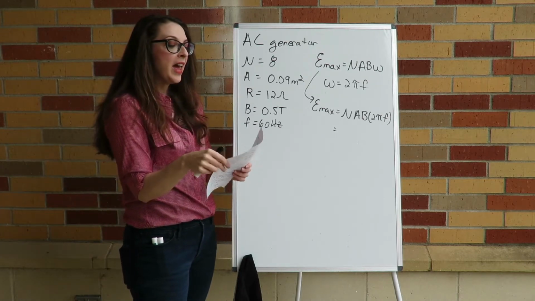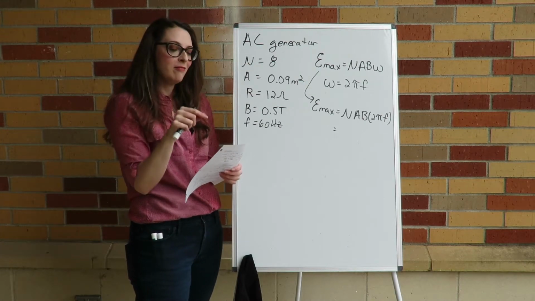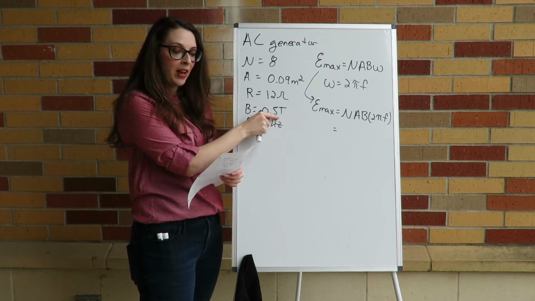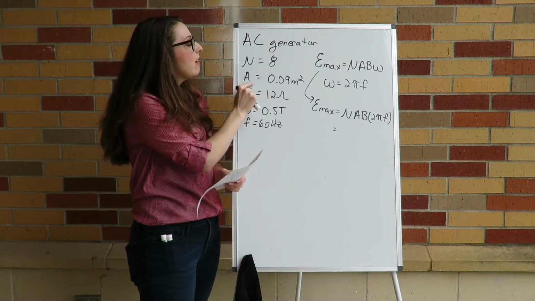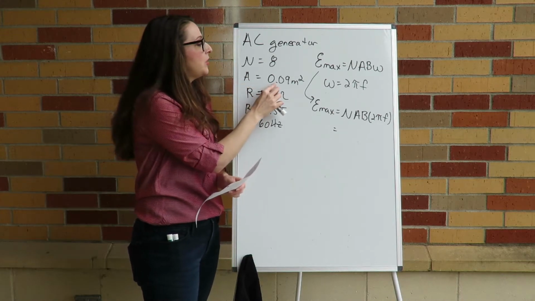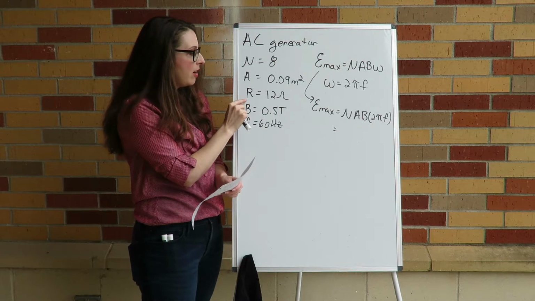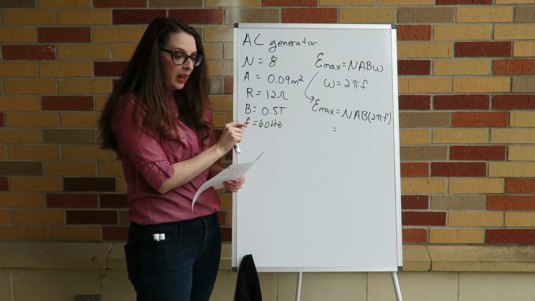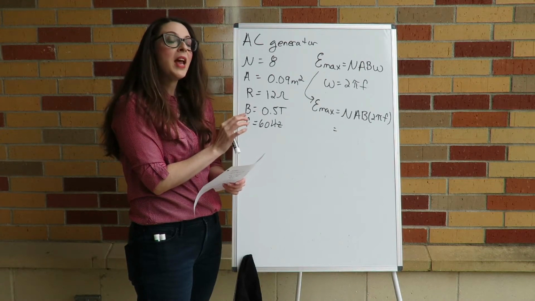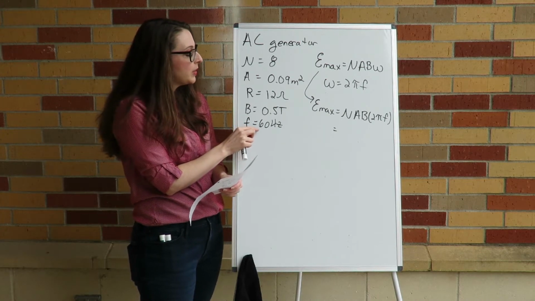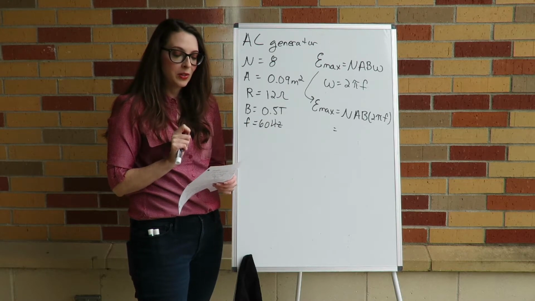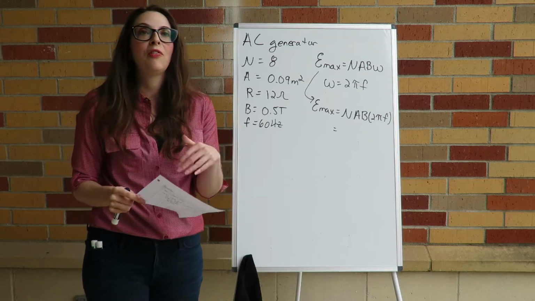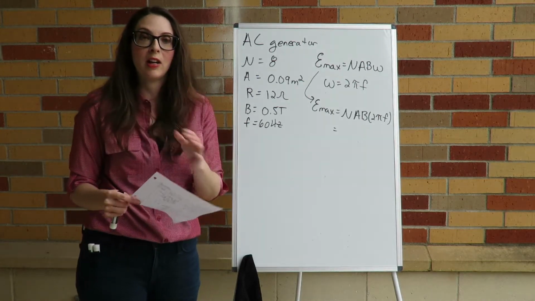It has 8 turns of the wire that we're rotating inside a permanent magnetic field of 0.5 teslas. The area of those loops of wire is 0.09 meters squared. The resistance of our total loops of wire is 12 ohms. And we are rotating these loops at a constant frequency of 60 hertz. Okay. So we want to find the maximum induced EMF and current by this generator.